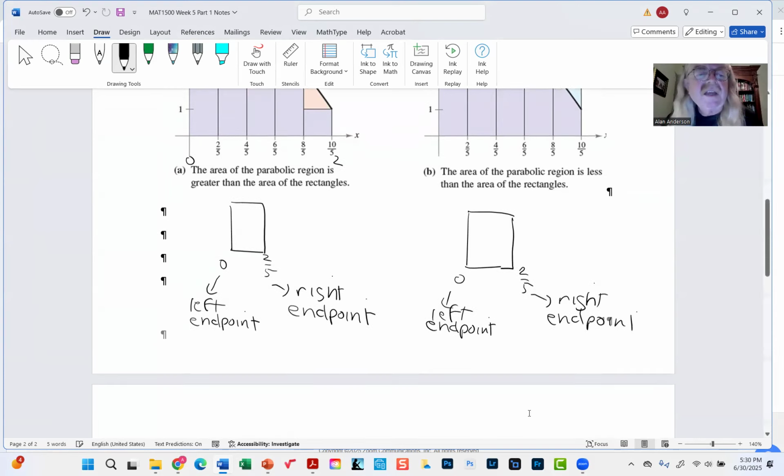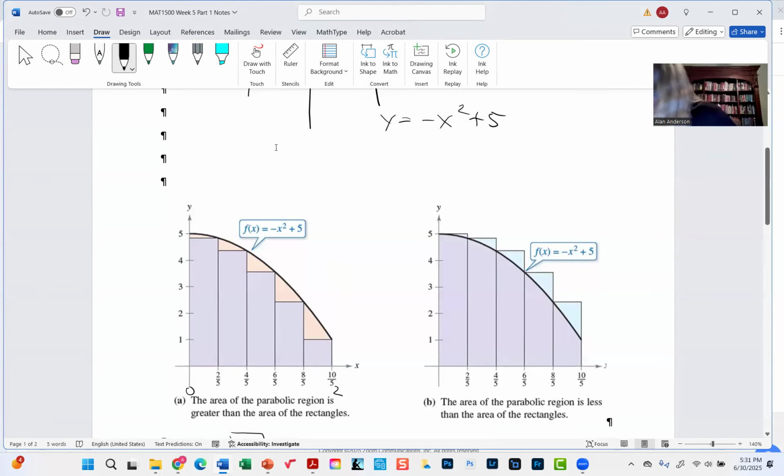Okay, well, let's look at these carefully now. If you see in this diagram over here, the height of the rectangle is based on the right endpoint, meaning that the height here is actually equal to f of 2/5. Okay, this one is f of 4/5, et cetera, et cetera.